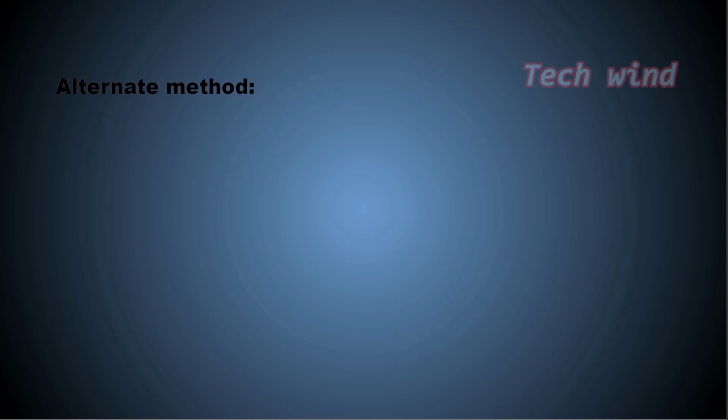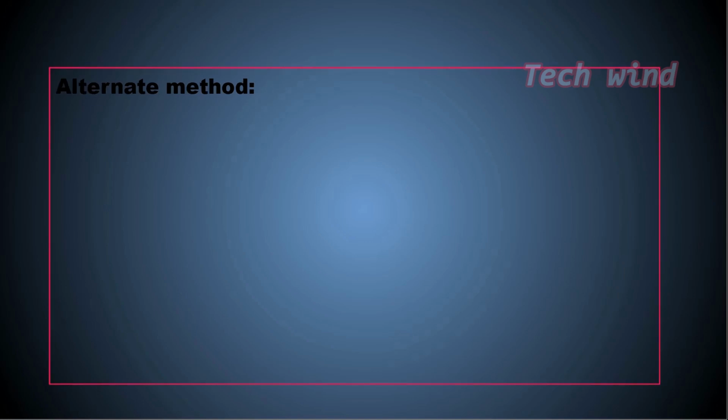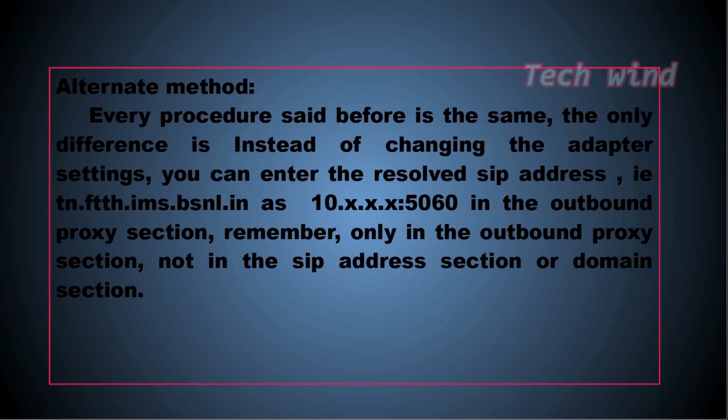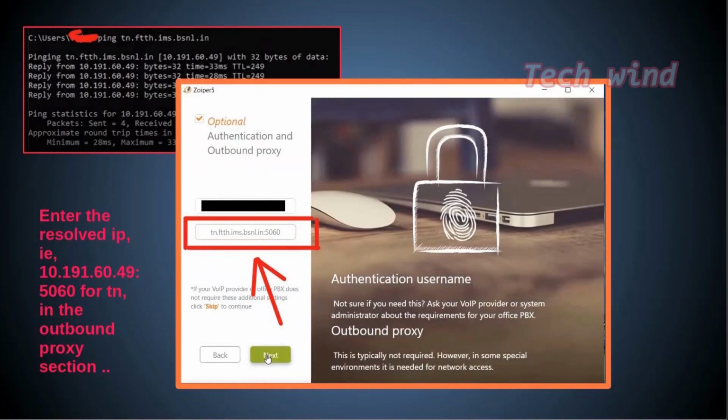Enter the static routes. The only difference is, instead of changing the settings in the adapter, while you are configuring the Swiper app, in the place of outbound proxy, you must have noted an IP in the CMD page, right? When you ping, at the first ping, the second ping, the domain resolves into an IP. So copy that IP and enter it in the outbound proxy, which means the SIP address will be the same domain, and the outbound proxy will be the IP. Both are the same, but one will be a domain and the other an IP.